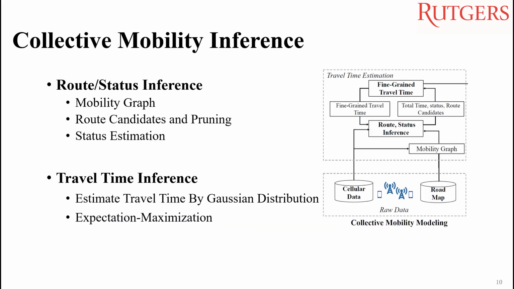For the collective mobility inference, first we have this route and status inference. We create a mobility graph, then select the road candidates, then apply the pruning method to reduce the number of candidates. We also have this status estimation for individual users, with the status of the individual based on his data or historical observations. So the travel time inference is built on the routing and status inference. We estimate the travel time by a Gaussian distribution, then apply an expectation maximization method to jointly optimize the travel time and the routes of individual users.